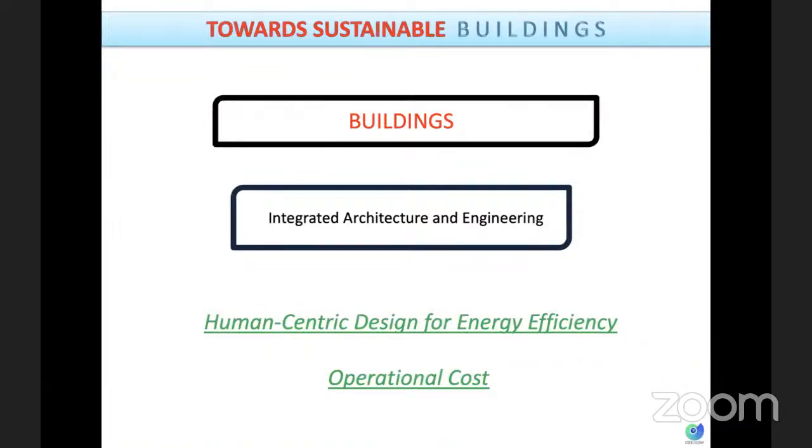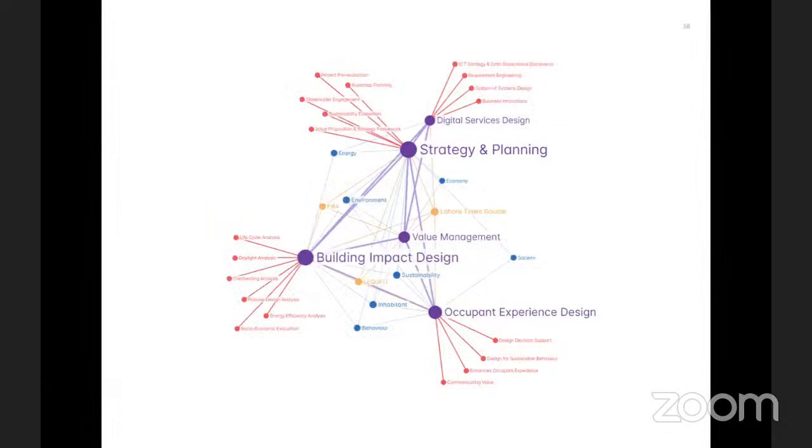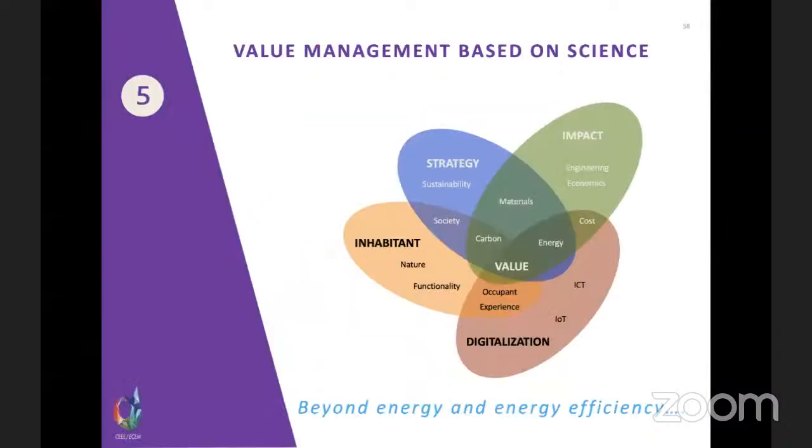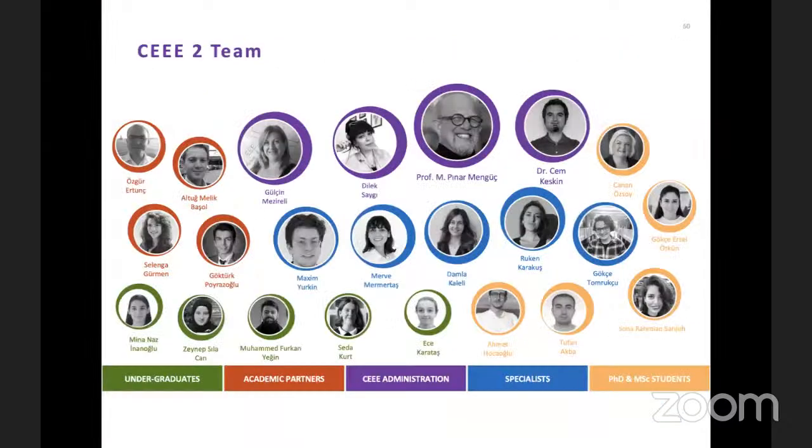This allowed us to come to the next level of work at the center. We called it Center 2, CE2, where we begin to look at this energy efficiency from strategy and planning, building impact design, and occupant experience design point of view. This allowed us to come out to the value management based on science, which goes beyond energy and energy efficiency. It goes to materials, it goes to sustainability, it goes to fight with the nature, with the climate change at the same time. The second team that just started a few years ago is different than our first CE team.